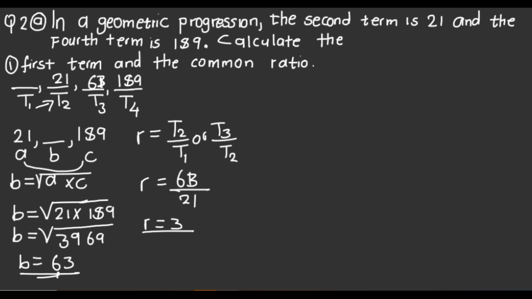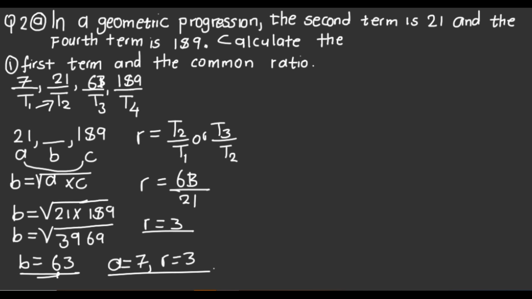So if going forward is done by multiplication of a whole number, then moving backward, the reverse is you need to divide, because the reverse of multiplication is division. So for us to find the first term, which is A, we are just going to divide 21 divided by 3. So here we have our A. So our answer is A, first term is equal to 7, common ratio is equal to 3.